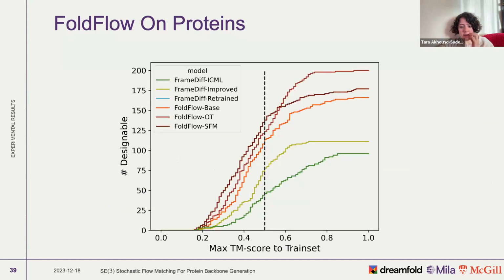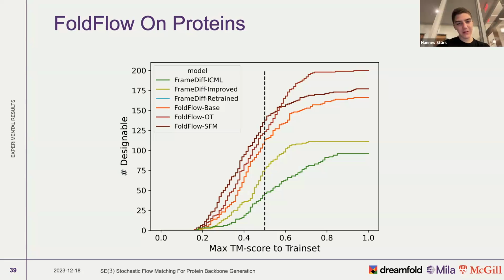Maybe I can show this plot. Here we have the max TM score to train set, which is the novelty part, and we have the number of designable proteins. So this is the number of designable proteins that are also novel. If you just produce random things, that might be novel, but that's not what you want, right? You also want an actual protein. So this is what we measure. 0.5 is the cutoff that we use, which is also used in the literature. You can see the SFM one, the dark red one on the top, has the most designable proteins that are also novel up to the cutoff point. After that, novelty doesn't mean anything.